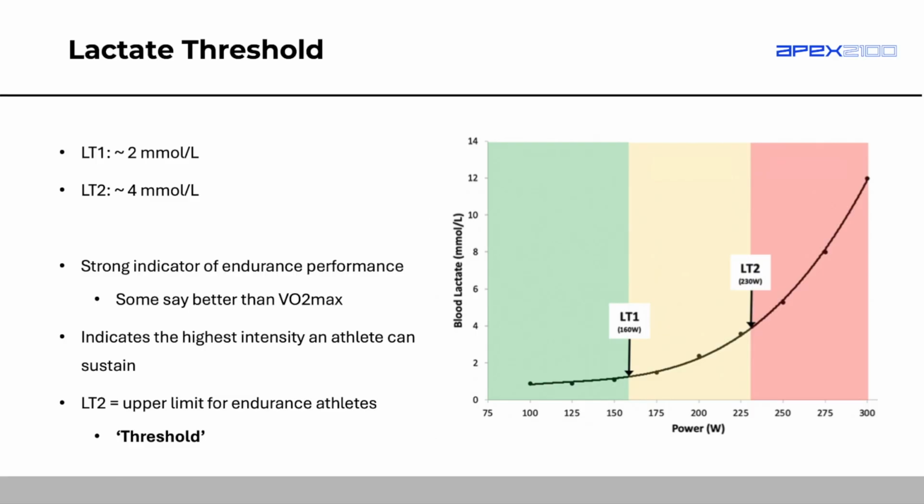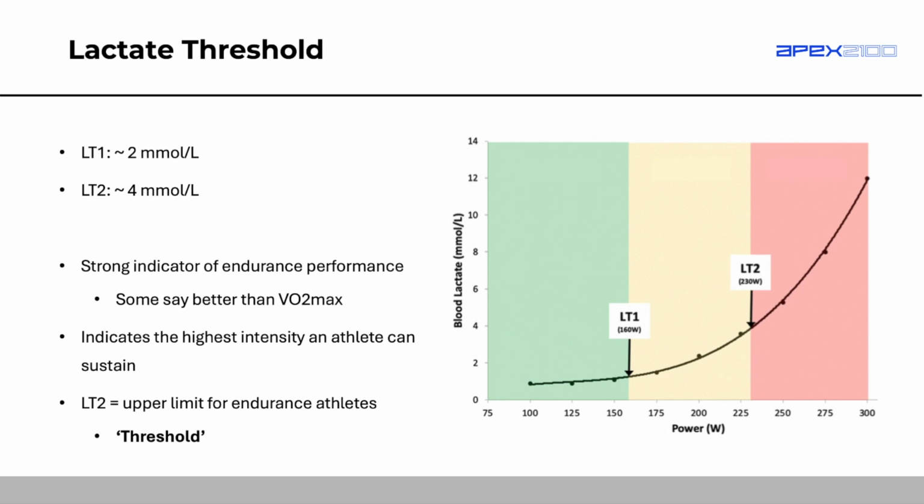So this person was on a stationary bike. As they're on the stationary bike, we're slowly increasing their power output, and we're measuring their lactate in their blood at each increase in power output. So they started at 100 watts and they finished at 300 watts. So we can plot what the blood lactate was on this graph and draw a curve.